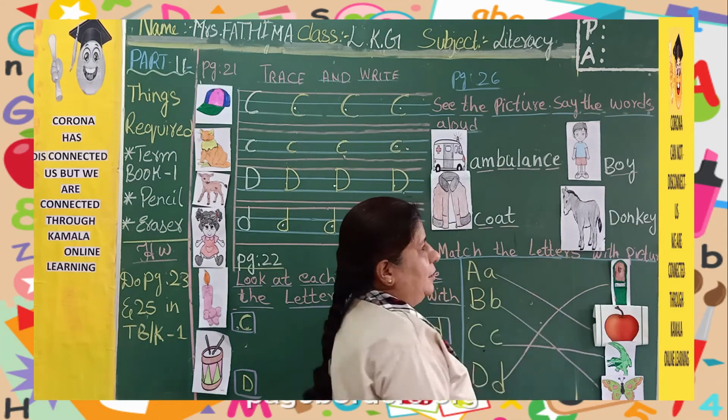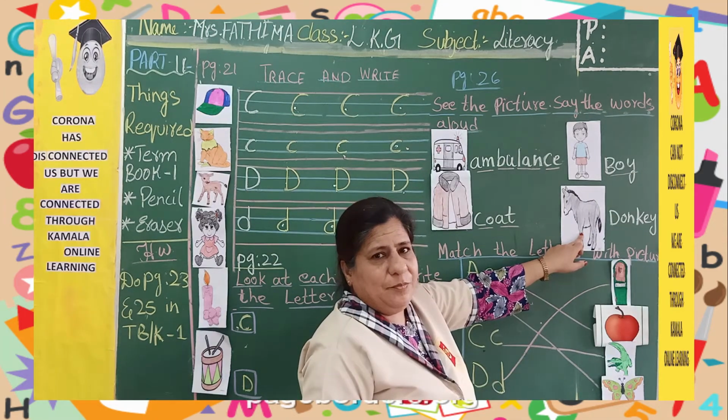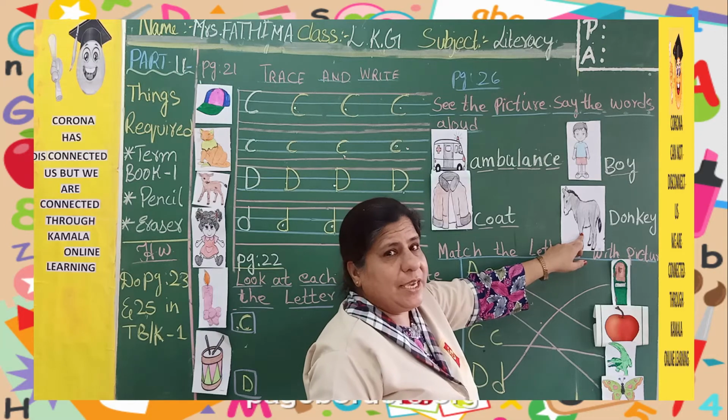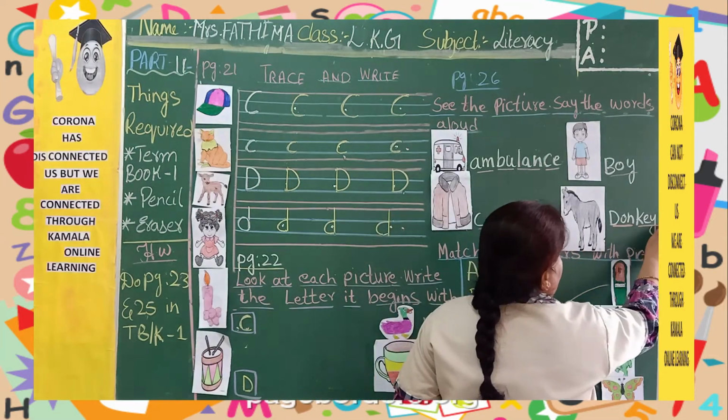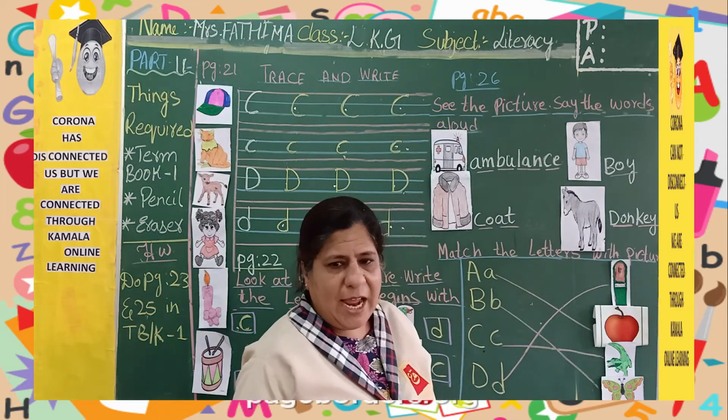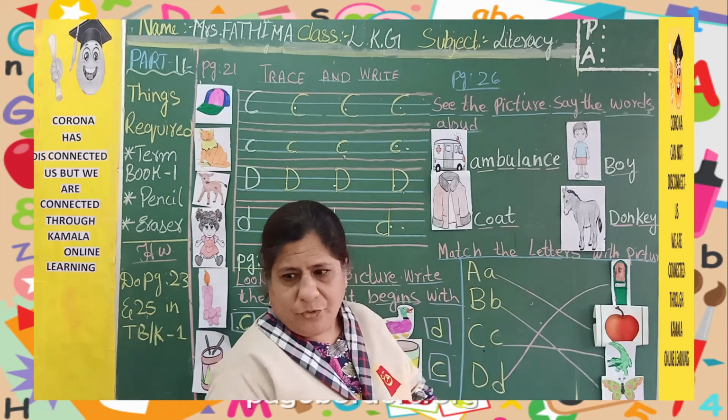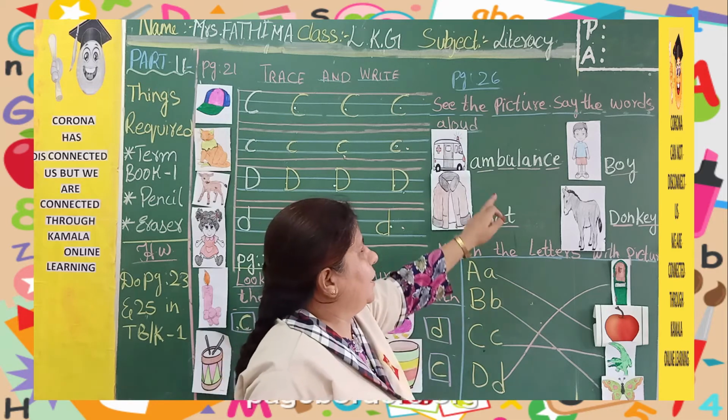What is this children? Did you see this animal? Which animal is this? Donkey. Yes, D-O-N-K-E-Y, donkey. Now fold your hands everyone. Fold your hands and be ready.